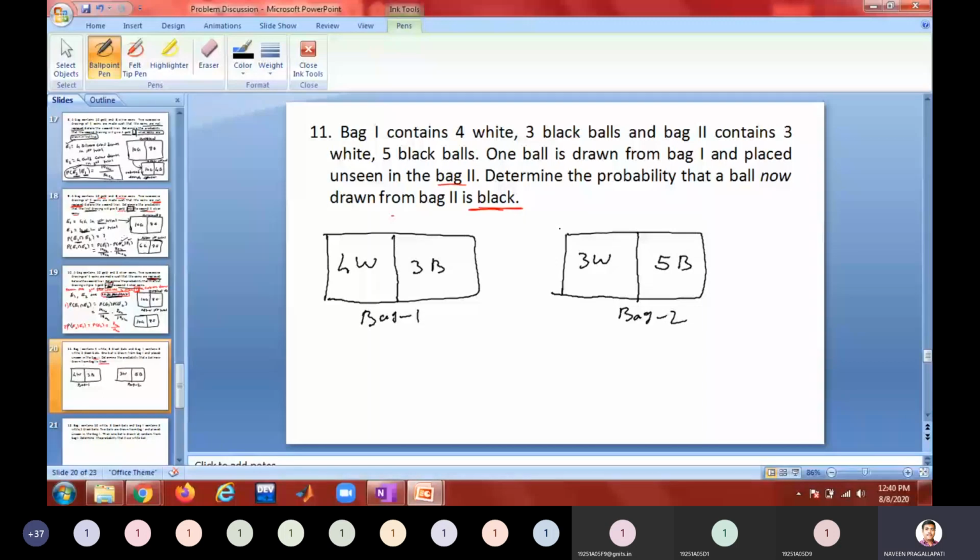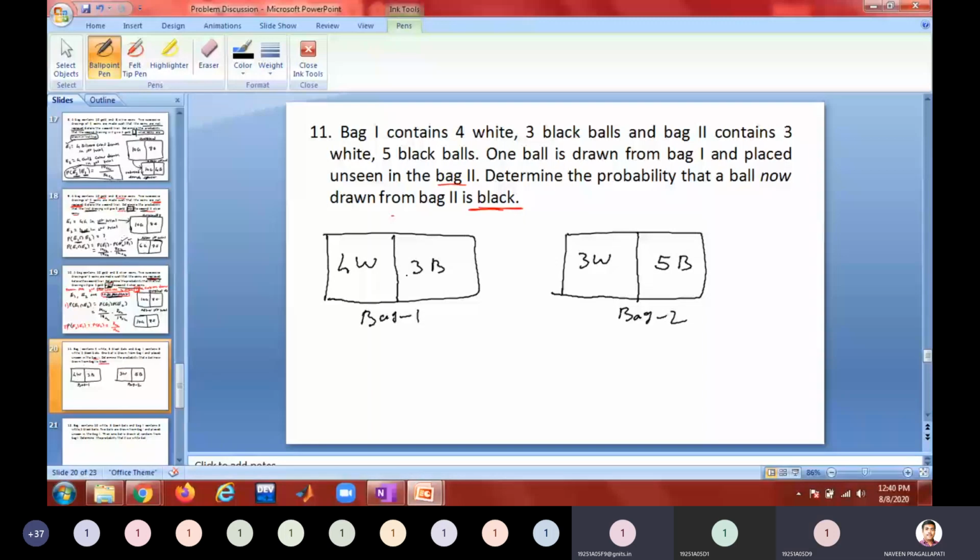Okay. Now, how many tasks are involved here? Can you tell me? 2 tasks. Task 1 is taking a ball from bag 1 and putting it in bag 2. That is task 1. What is task 2? Taking a ball from bag 2. So you have to complete 2 tasks.